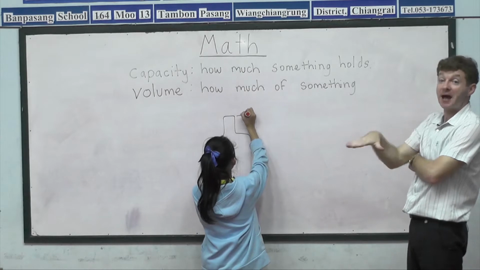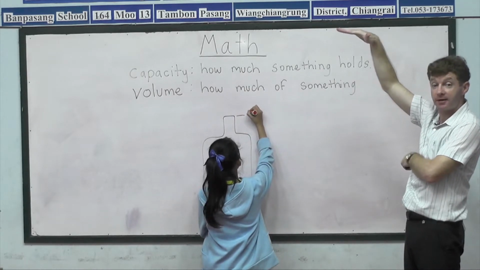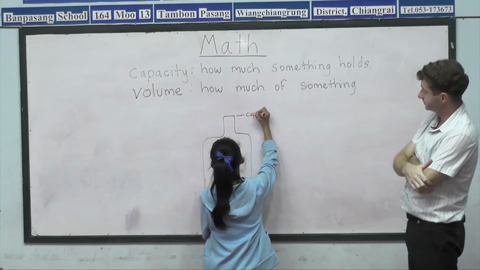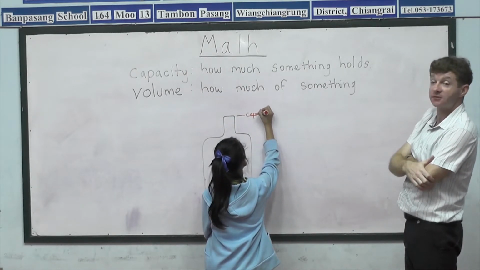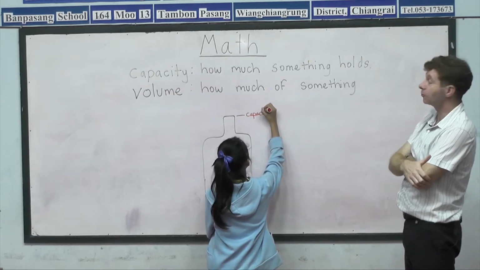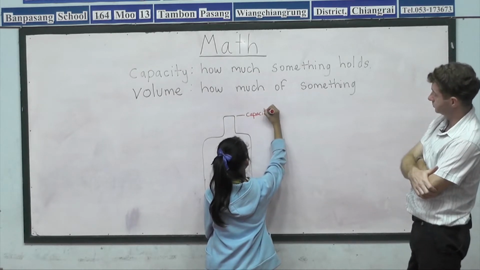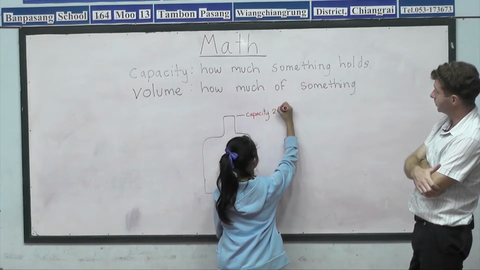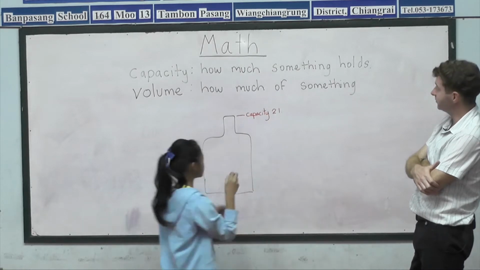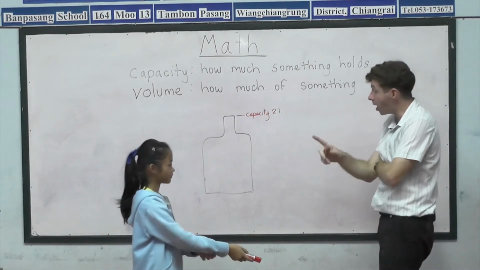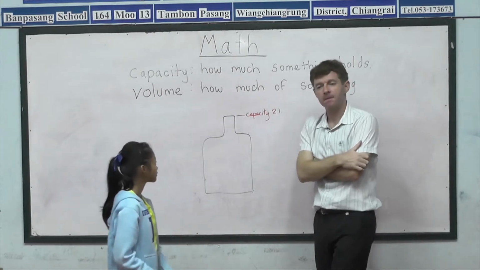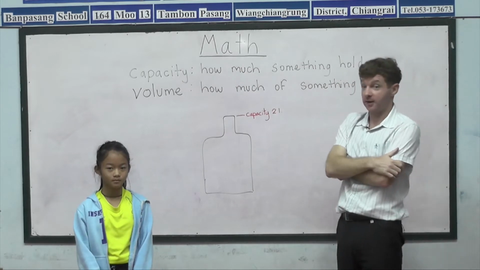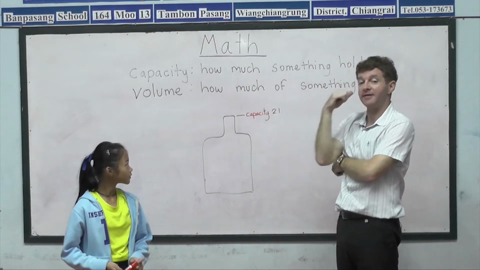Excellent. Capacity is always where? At the top. And what's the capacity of the bottle again? 2 liters. Excellent. So capacity 2L, 2 liters. Okay, excellent. We're halfway there. We're not finished yet. Now, what shall the volume of the bottle be?